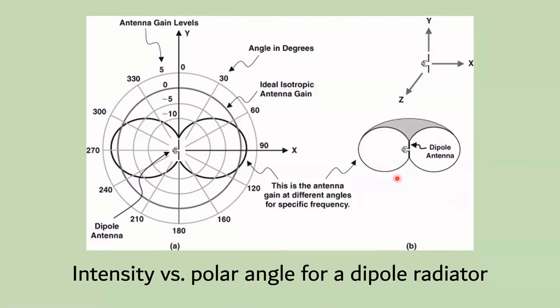This is a slightly more abstract representation of the same thing. And they're telling us this is the gain pattern for a dipole antenna. They're also giving us the isotropic antenna gain. It's just a circle, so there's no preferred direction, hence the name isotropic.